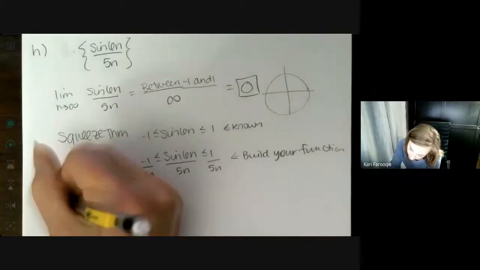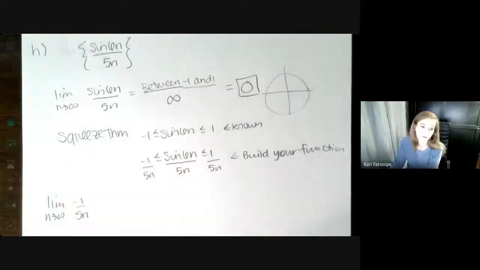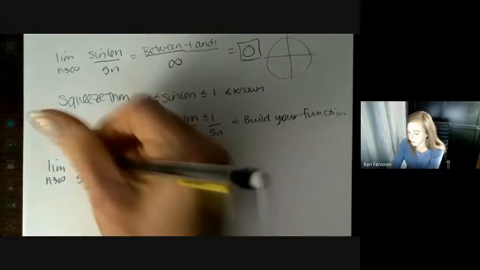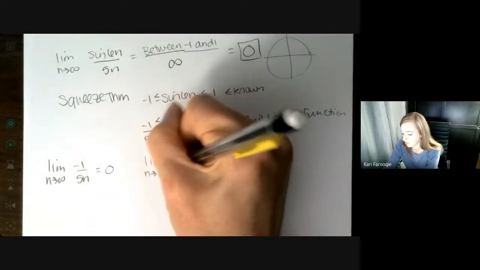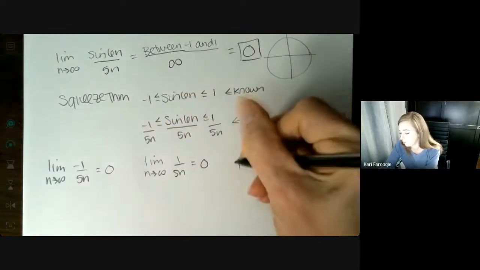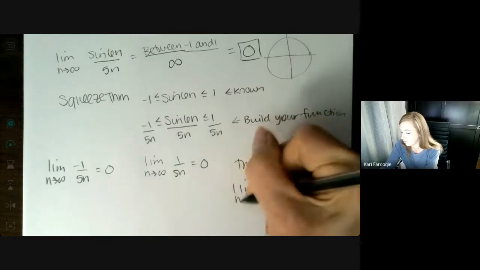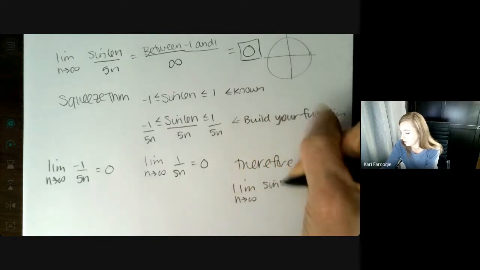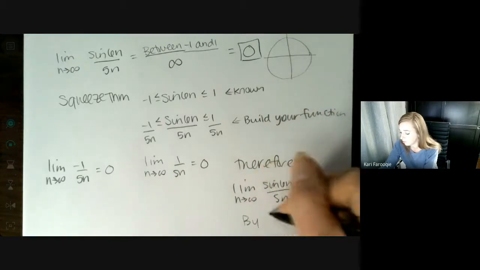So we could say then that the limit as n approaches infinity of -1 divided by 5n is 0. And the limit as n approaches infinity of +1 over 5n is also 0. Therefore, the limit as n approaches infinity of sine 6n over 5n equals 0 by the squeeze theorem.